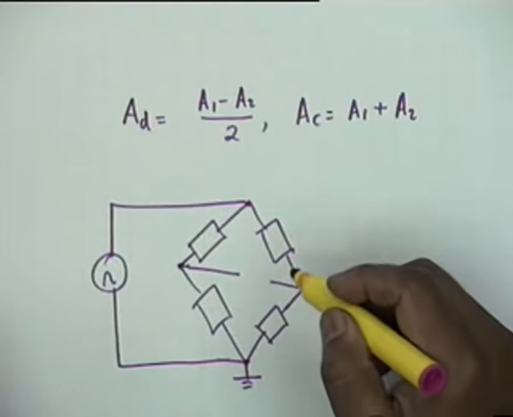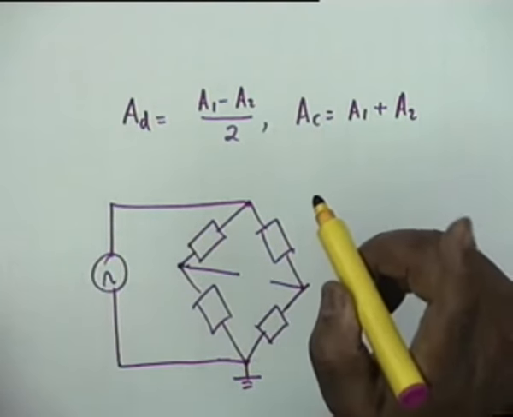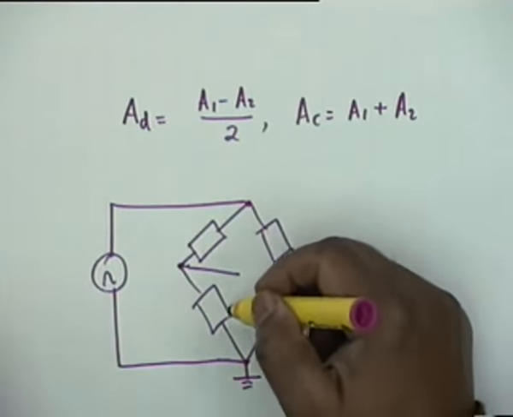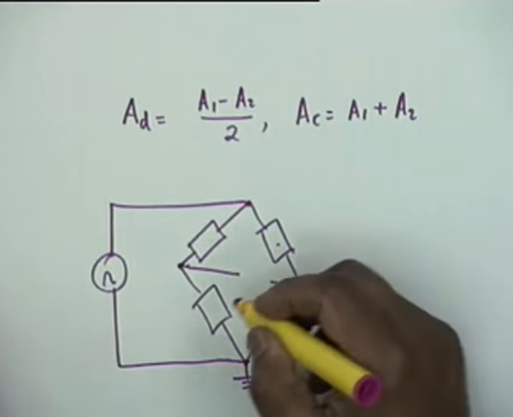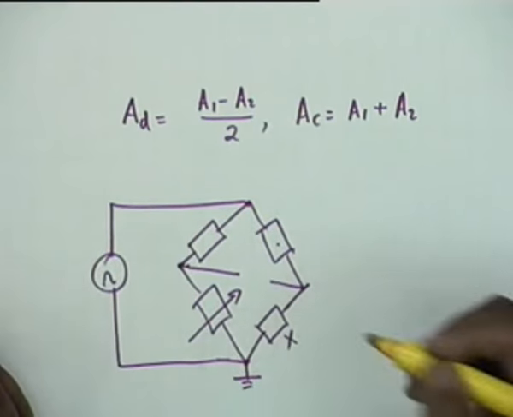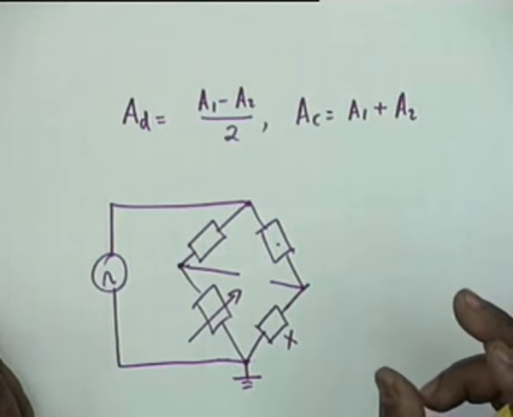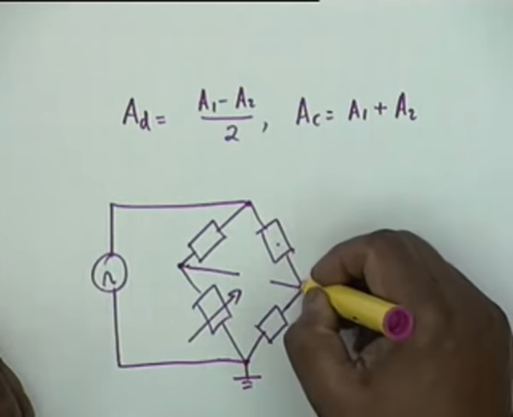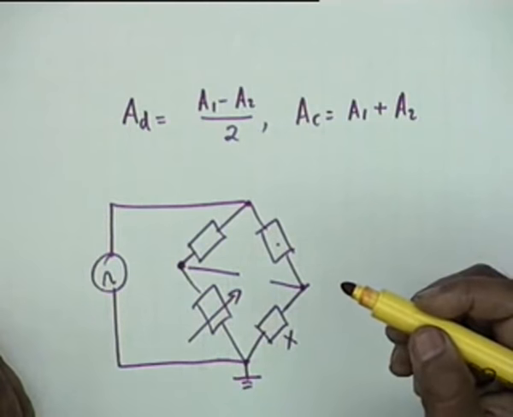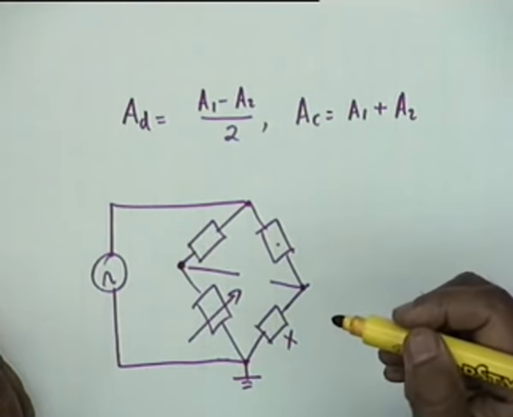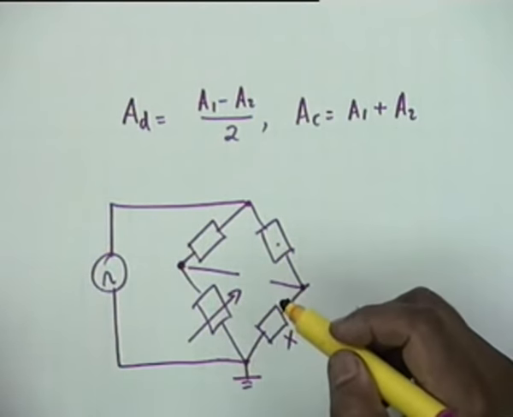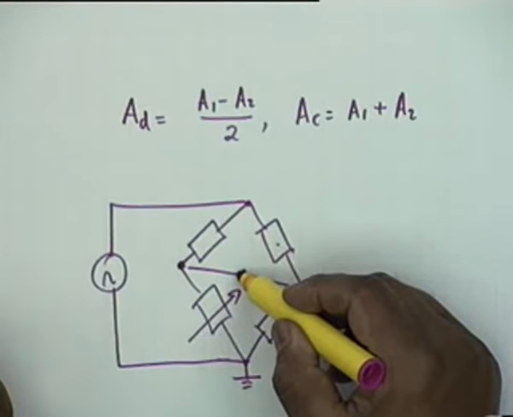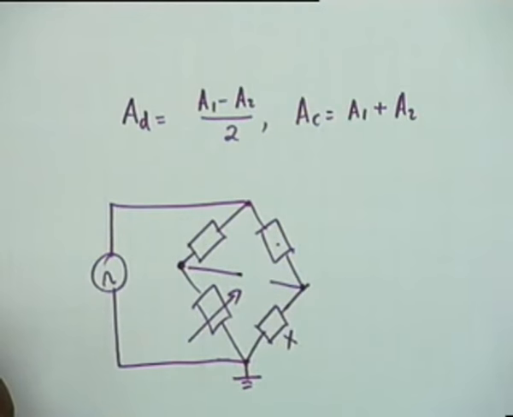Since you are testing for null, two of them will be standard resistors, standard impedances, the third will also be a standard, the third will be a variable, the fourth is unknown, and you want to check the null, that is, under which condition the voltage between these two points becomes equal to 0. For sensitive measurement, you should be able to measure very small signals of the order of microvolts, and that can be done only when this signal is amplified and then put to a meter.